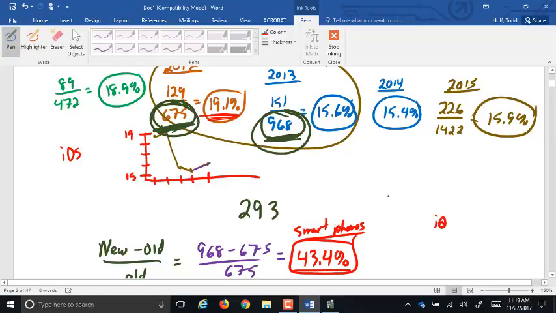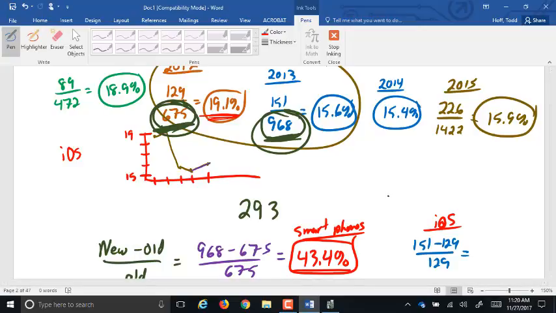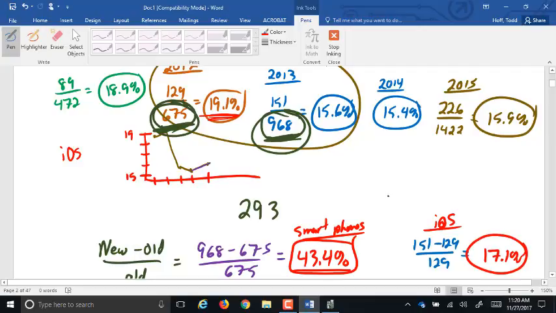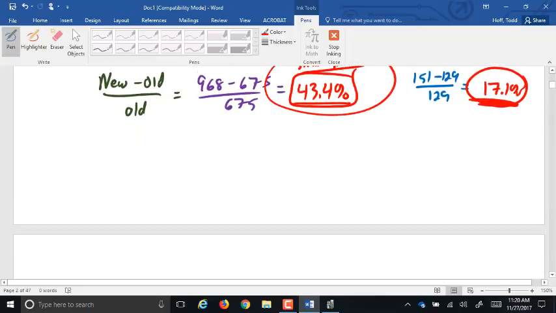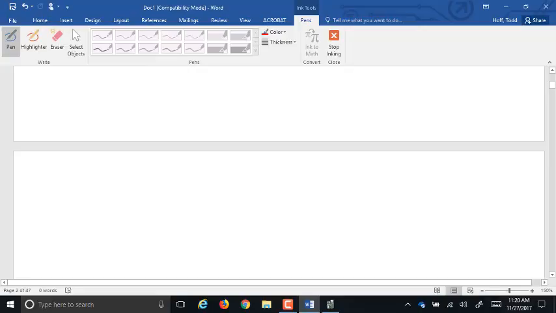How about just for iOS? So for iOS, it was 151 minus 129 divided by 129. What does that give us for a relative change? That gives us 17.1%. Okay, perfect. So what we see is that the number of Apple iOS is increasing, but not nearly as fast as the total number of smartphones is increasing.